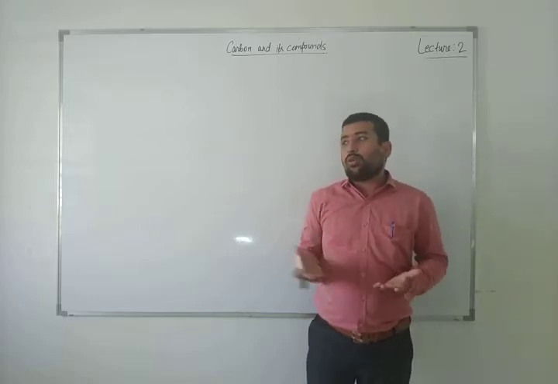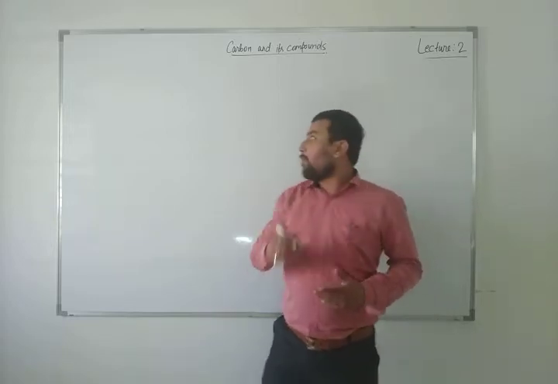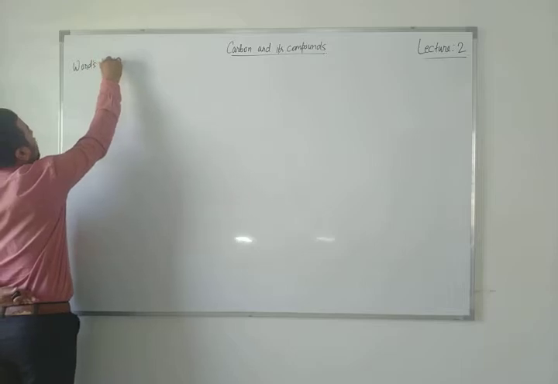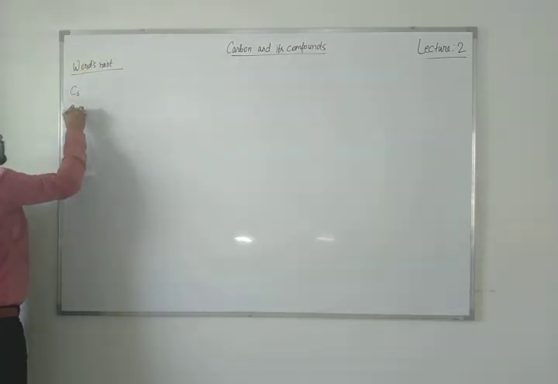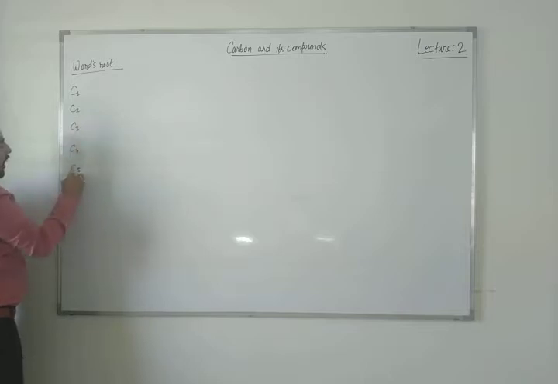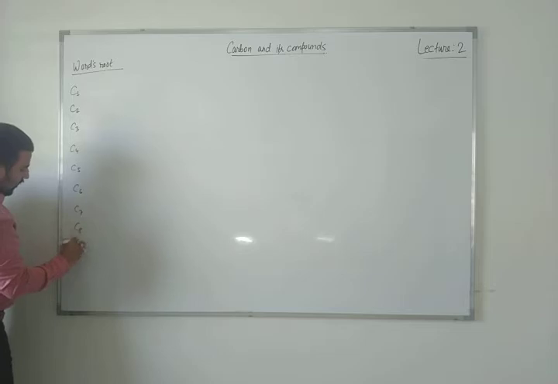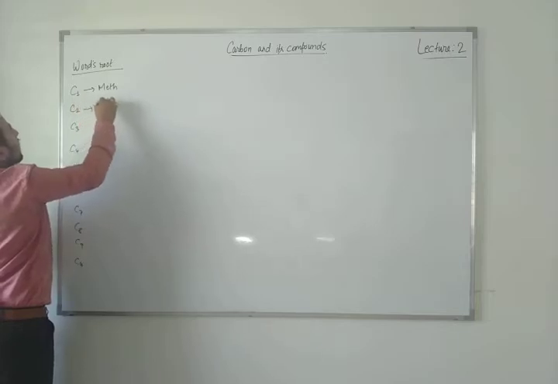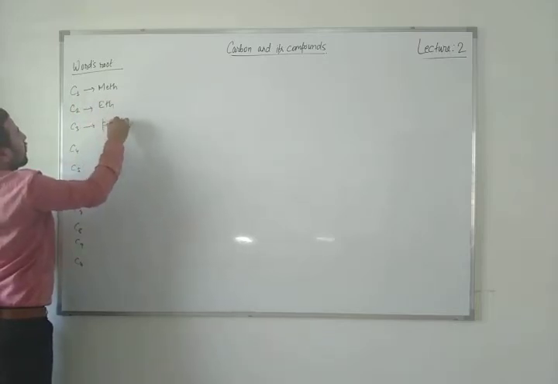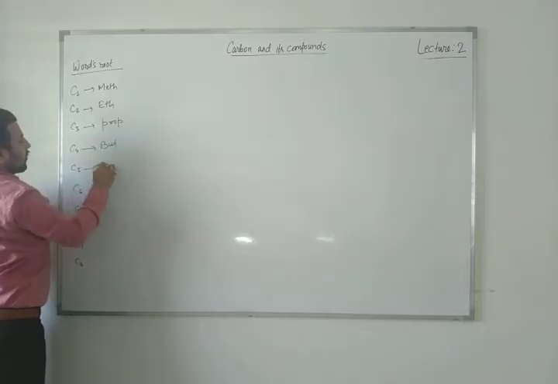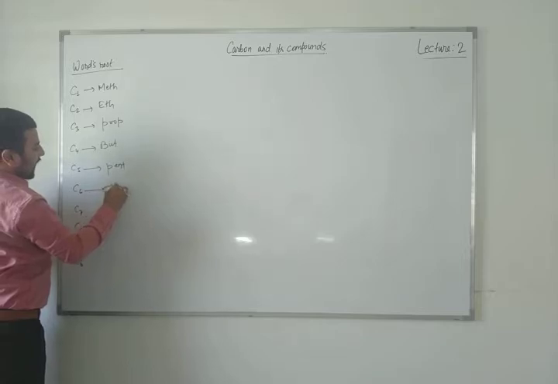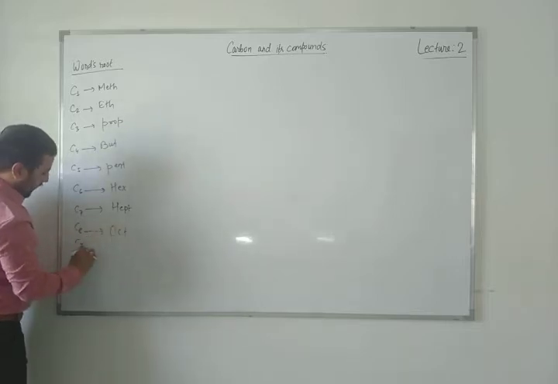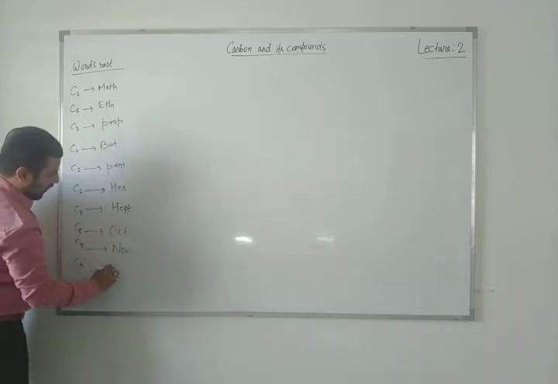As in the previous lecture also I informed you about the word root. So remember, dear students, if you want to write the word root, remember the counting of carbon. C1, C2, C3, C4, C5, C6, C7, C8, C9 and C10. C1 is known as meth, C2 is known as eth, C3 is known as prop, C4 is known as but, C5 is known as pent, C6 is known as hex, C7 is known as hept, C8 is known as oct, C9 is known as non, and C10 is known as dec.